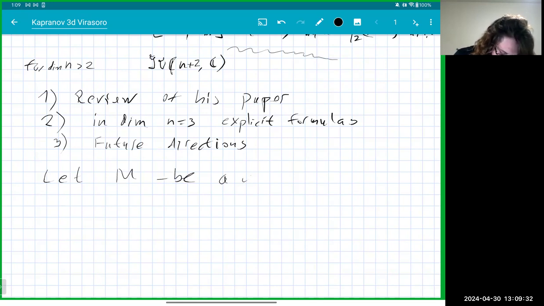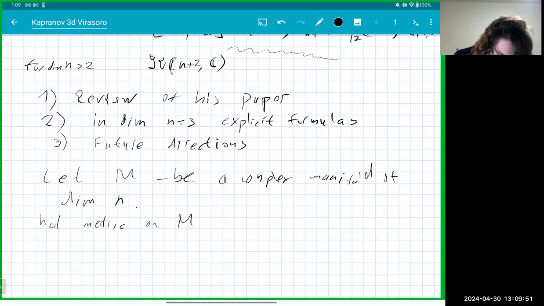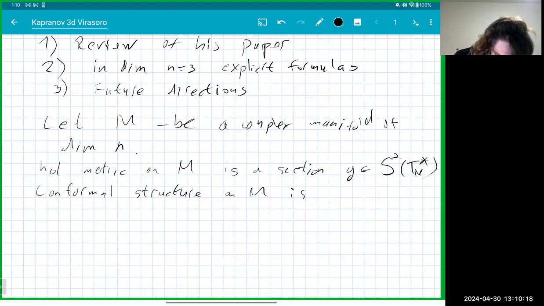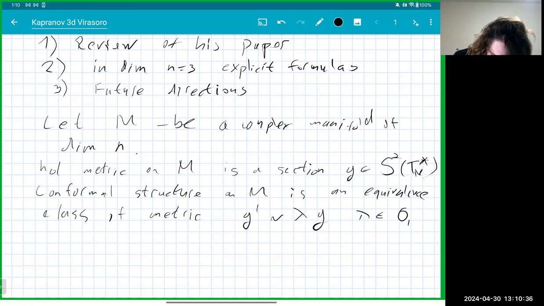So let M be a complex manifold of dimension n, and then a holomorphic metric on it is just a section of the symmetric square of the cotangent bundle, right? And a conformal structure is an equivalence class of metrics, g prime equivalent to lambda g, for lambda some non-vanishing function.